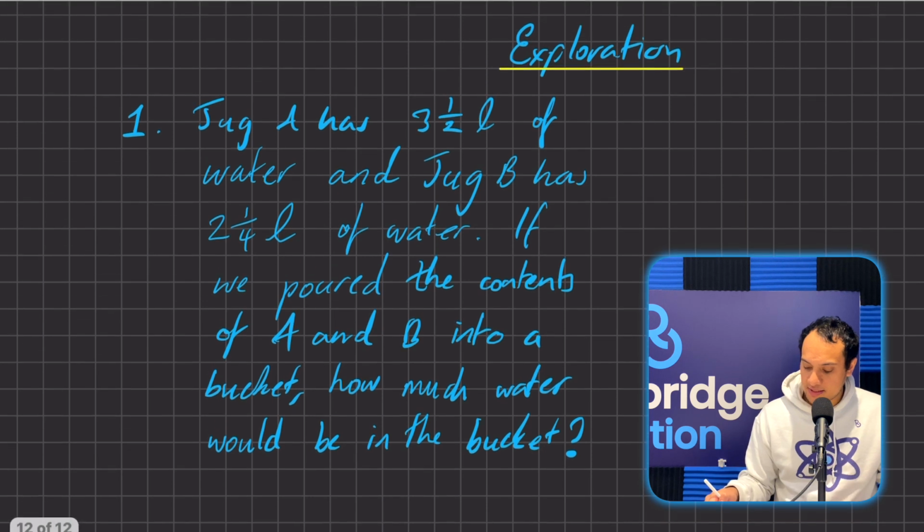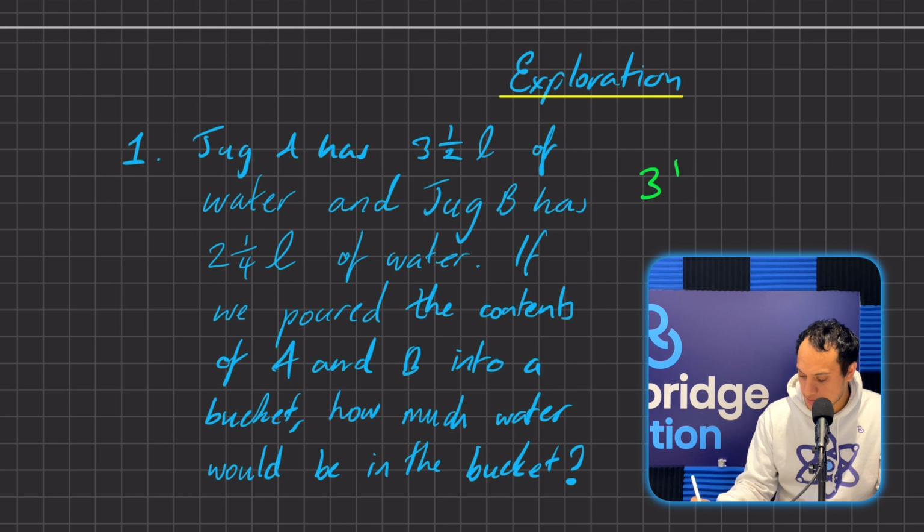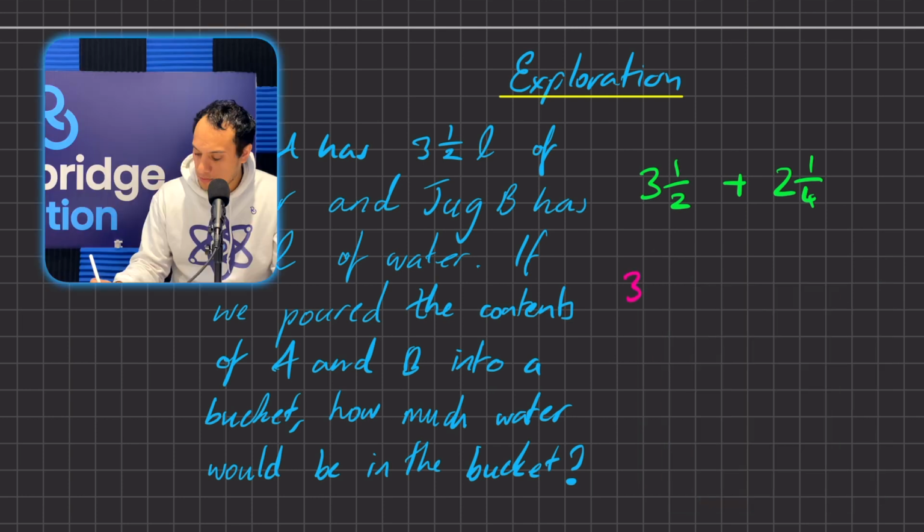Let's explore this idea. Jug A has 3.5 litres of water and jug B has 2.25 litres of water. If we poured the contents of A and B into a bucket, how much water would be in the bucket? So in this case, our basic sum is 3.5 plus 2.25. So it's not too difficult. We're going to do 3 plus 2, group our whole numbers together, plus our fractions. So we've got a half plus a quarter.